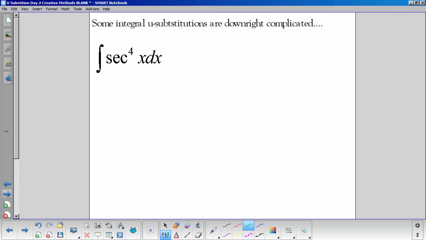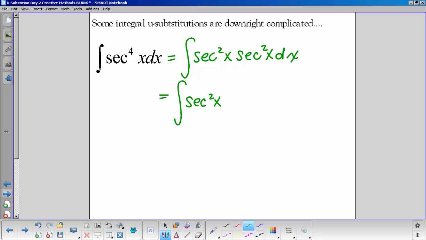secant's derivative is secant tan, right? But if I bust this up into secant squared times secant squared, can I change that and get a tangent in there somewhere? Yes. But I wouldn't change both of them, right? So the first step should be, let's change this into secant squared x times secant squared x. And then we'll change one of them into the identity. And what's the identity for secant squared? 1 plus tangent squared x dx.